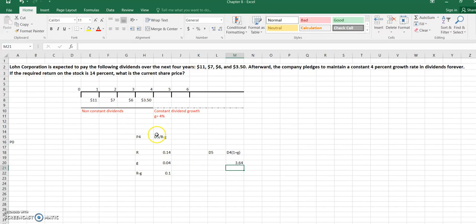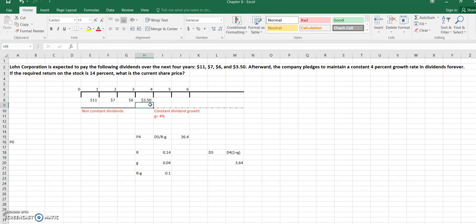So we have the dividend year 5, we have R minus G, so we can just calculate. Here, D5 is 3.64 divided by 0.1 that we have calculated. So the price at the end of year 4 is 36.4. This $36.4 is going to reflect in it all of the dividends received after year 4.